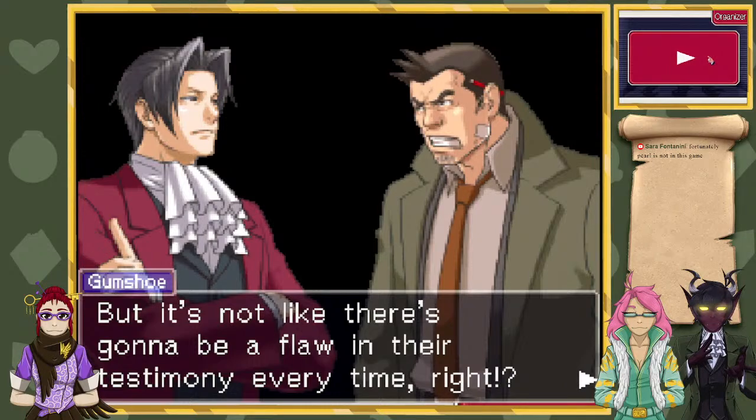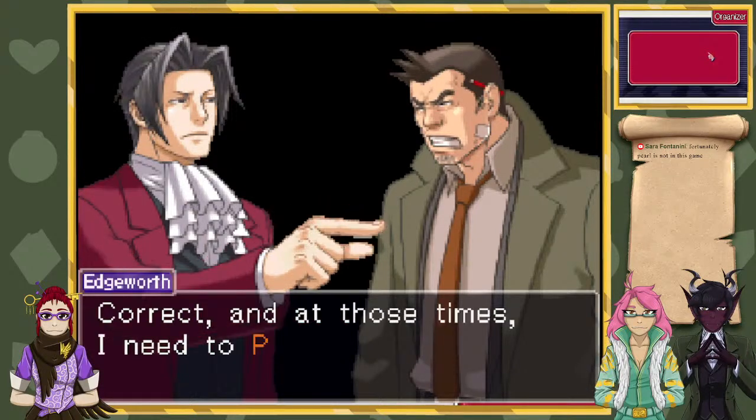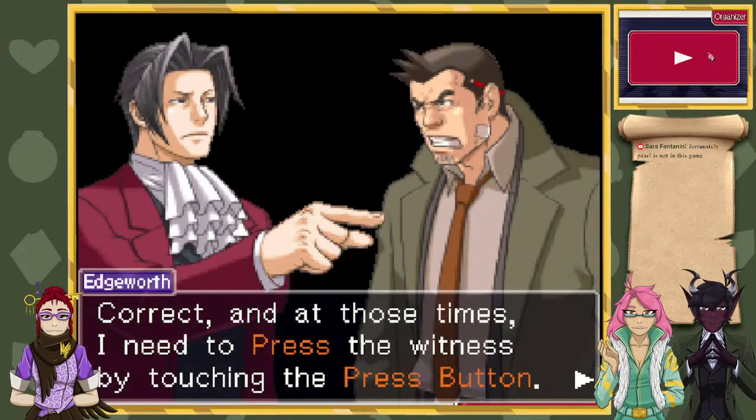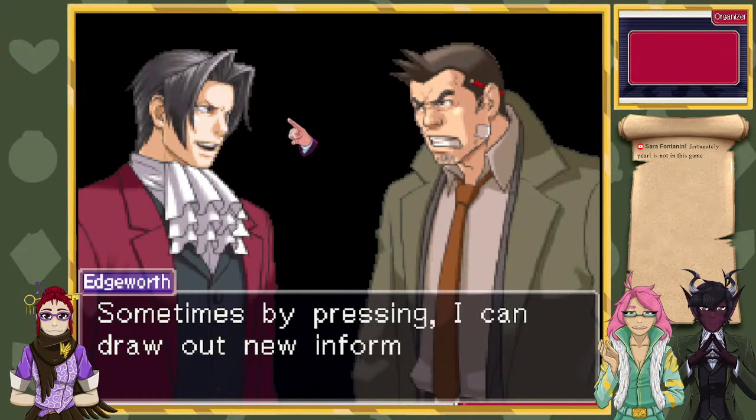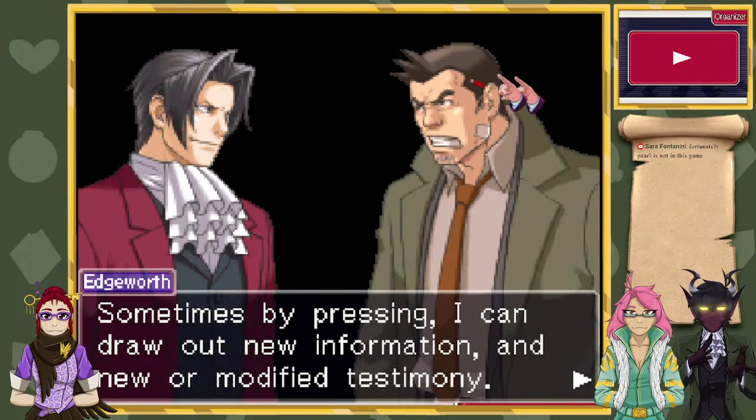But it's not like there's gonna be a flaw in the testimony every time, right? Correct. And at those times, I need to press the witness. Touching the press button. There you go. Touching it with my actual Edgeworth hand. Ooh. Sometimes by pressing, I can draw out new information. And new or modified testimony.